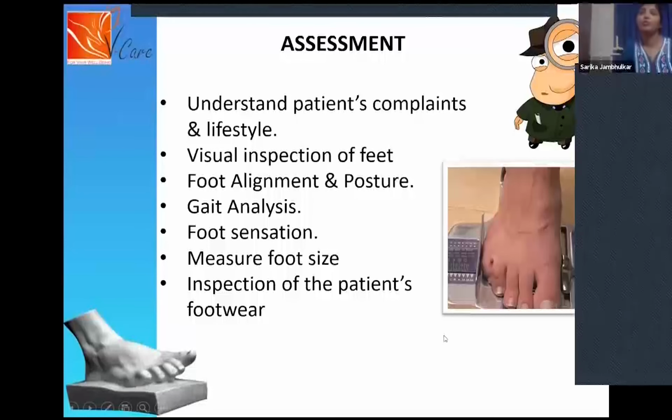Then inspection of the patient's footwear, particularly the pair he has used a lot, because the wear and tear of that old footwear will give you lots of clues about the patient's walking pattern.